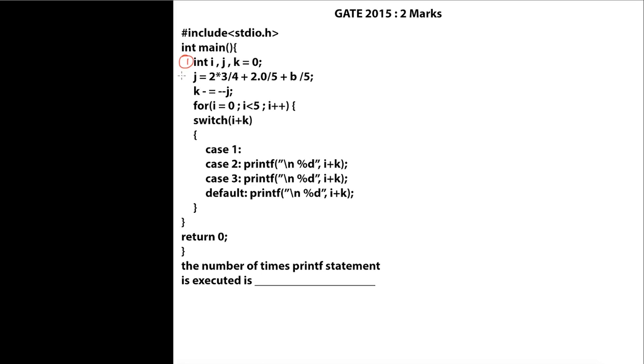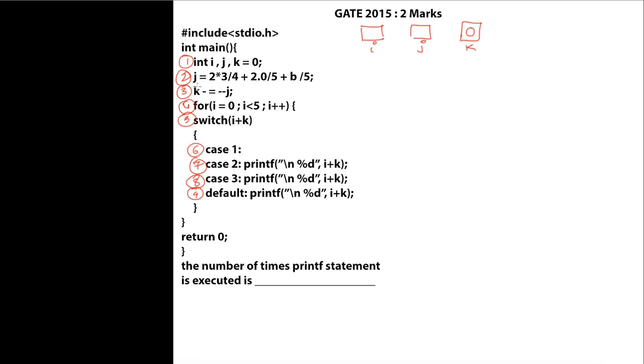This is line number 1, line number 2, 3, 4, 5, 6, 7, 8, and 9. And they are asking for the number of times a printf statement is executed. That means we have to tell the number of times a printf statement is executed. Okay. Now in line number 1, we have 3 variables which are I, j, k, right? That means let us suppose this is the variable I, this is the variable j, and this is the variable k. In the variable k, we are storing the value 0.